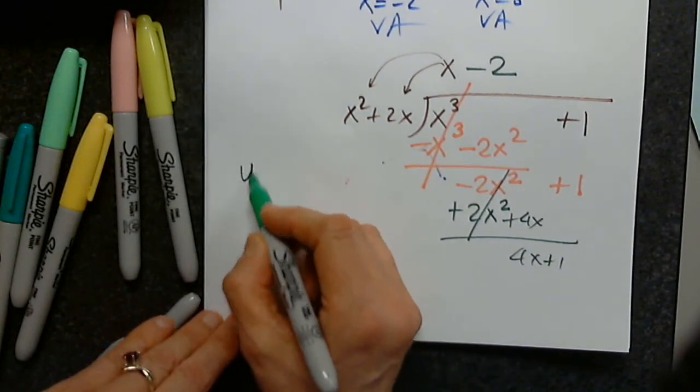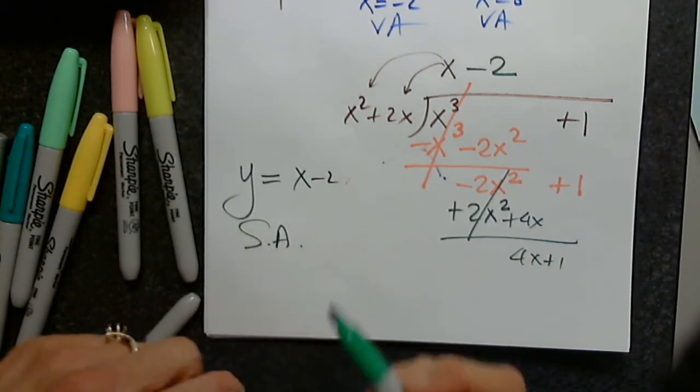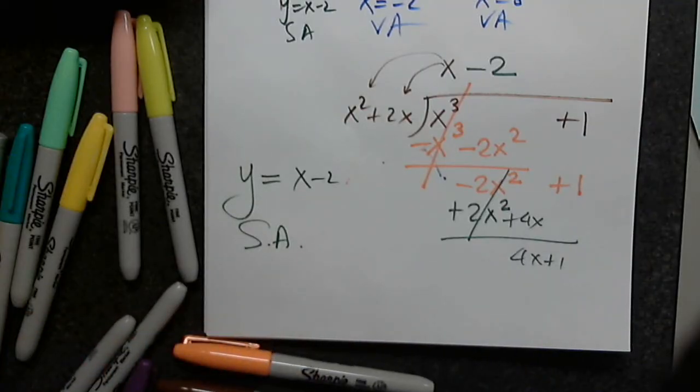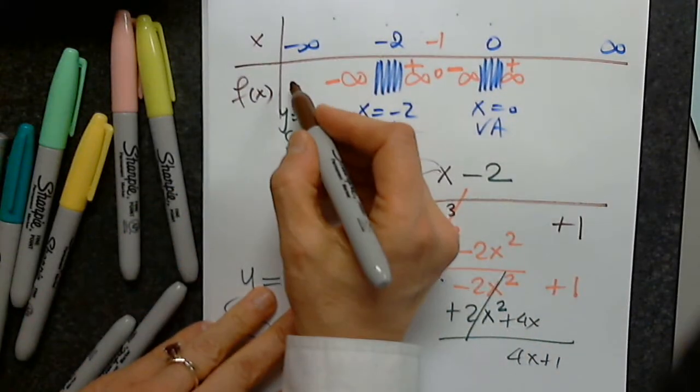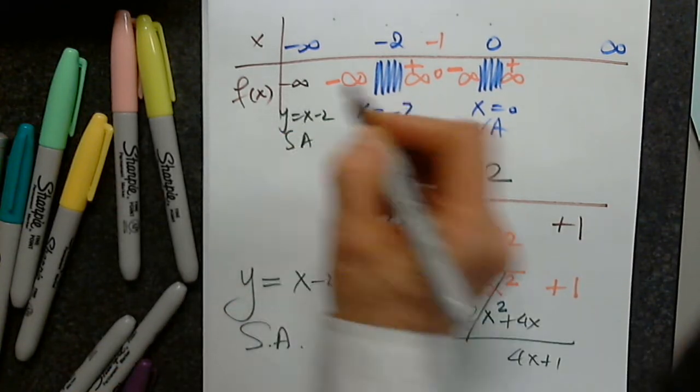So what is the quotient? Because that will be the slant asymptote. So y equals x minus 2 is a slant asymptote. And now I have to identify the end behavior based on this line. Does it have a positive slope? If it does, then the end behavior is this. If it has a negative slope, then the end behavior will be this for the function. So what is it? Positive. So then what is the end behavior? Negative infinity to positive infinity.